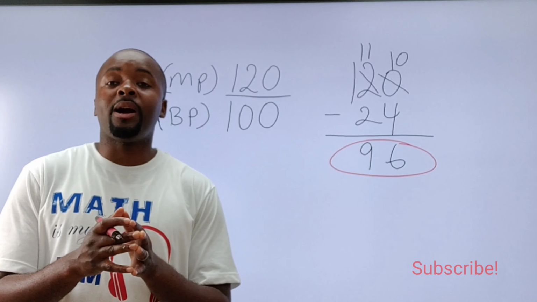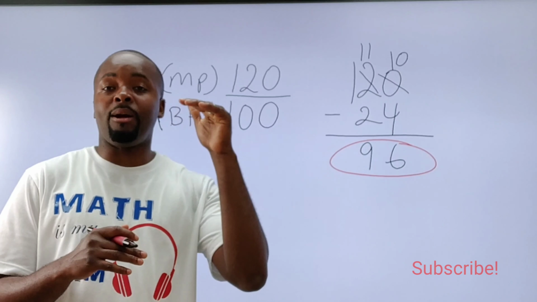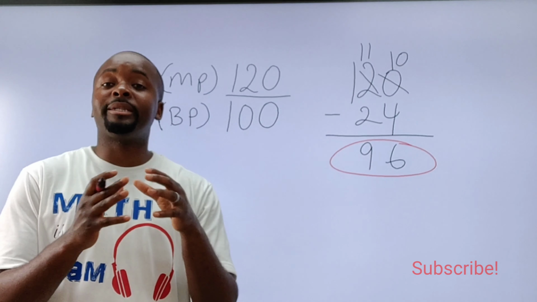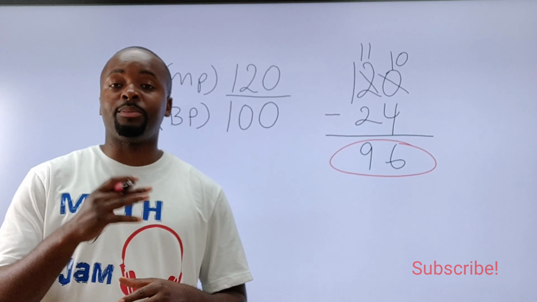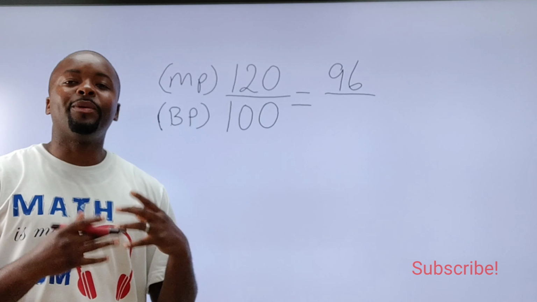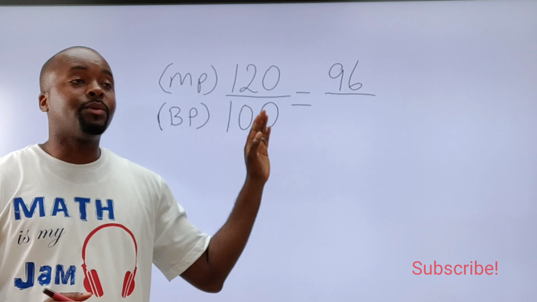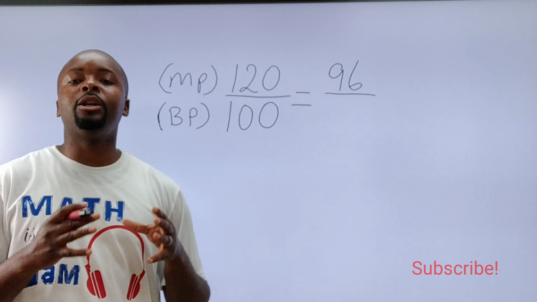Now we can figure out how many band posters, because we're going to keep our ratio at 120 to 100, but we're going to set it up as a proportion and cross multiply. If you know how to do it, go ahead and set it up. So we set up our proportion, and we have 120 to 100 equals 96 to an unknown number.